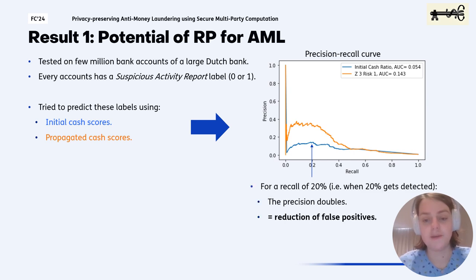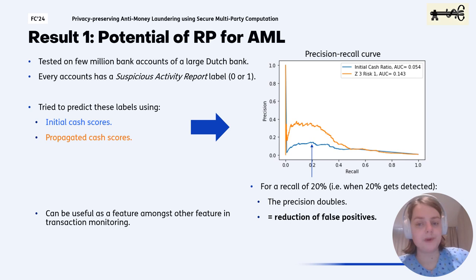And if you look at this specific point in the precision recall curve, we see that for a recall of 20%, so when 20% of what you want to detect, in this case these suspicious activity report labels, gets detected, then the precision doubles. So that means that your result is more precise, and this means a reduction of false positives. Well, this is of course nice to see that with these propagated cash scores we can better predict these labels.